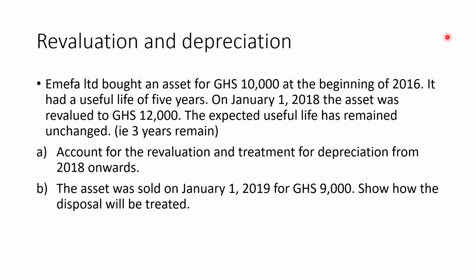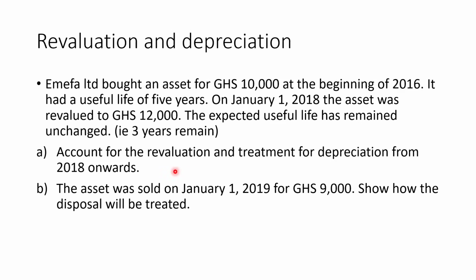So the depreciation from 2018 onwards will be what? 12,000 divided by 3, giving us 4,000. So it means that 2018 depreciation will be 4,000, 2019 depreciation will be 4,000, 2020 it will be 4,000, and it will be fully depreciated by then. But when you look at B, it means that in 2018 the depreciation will be 4,000.